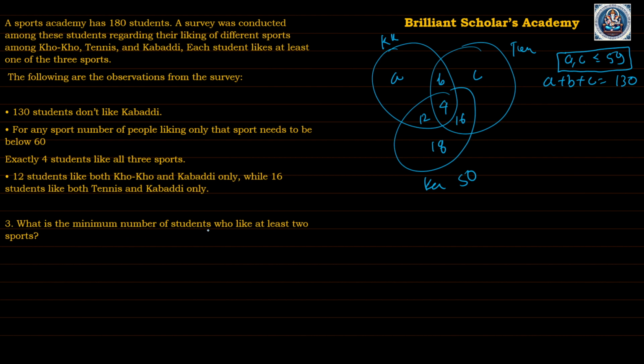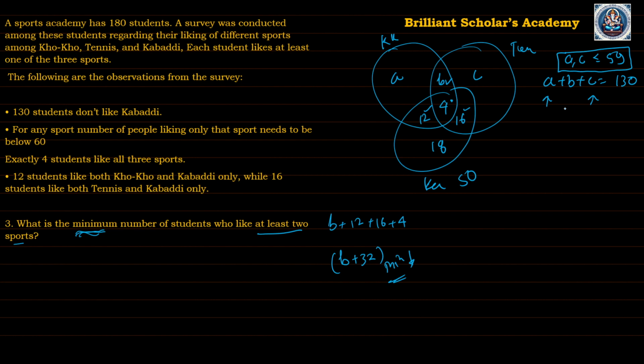What is the minimum number of students who like at least two sports? These people like exactly two sports, and these people like all three. So when you say they have to like at least two sports, you are talking about B plus 12 plus 16 plus 4. That is basically B plus 32. What are we trying to do? We are trying to make it minimum. Again, same thought process. If I'm trying to make these minimum, I should be trying to make A and C maximum.